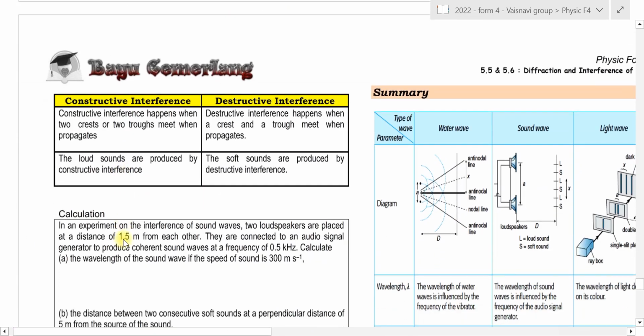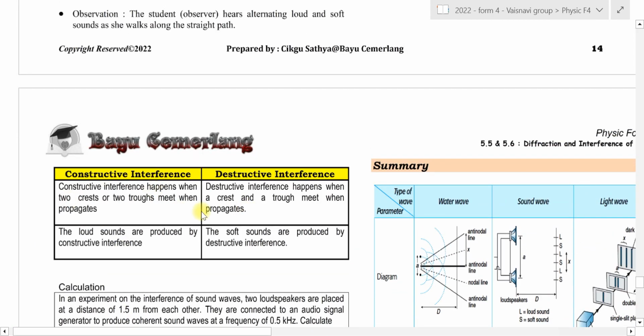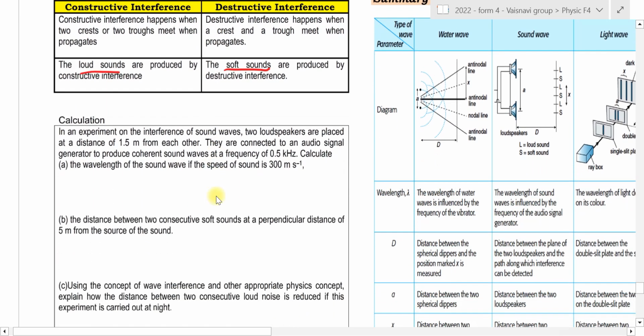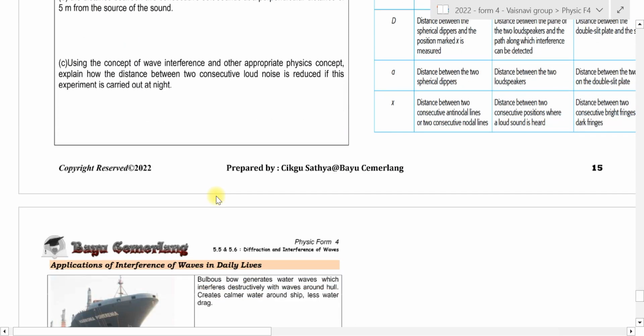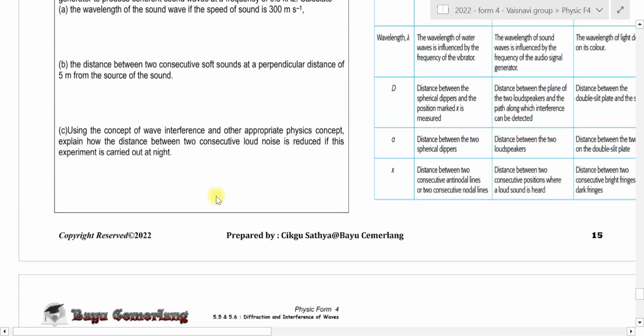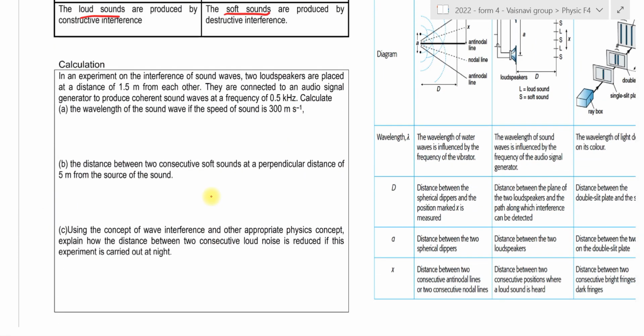Okay. Right, constructive. How you differentiate constructive and destructive? Constructive is where you can hear the loud sound. Destructive is where you can hear the soft sound. Okay. Baik, kita cuba buat calculation ni. Okay, cuba buat dulu. I want you to try first. Remember, you have frequency V equal to F lambda maybe come into handy.